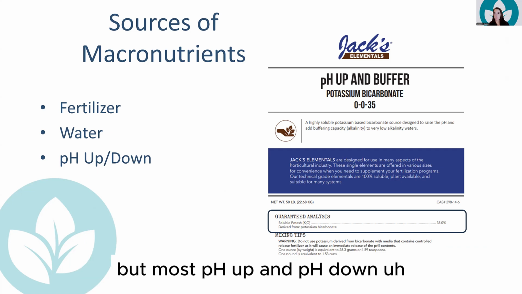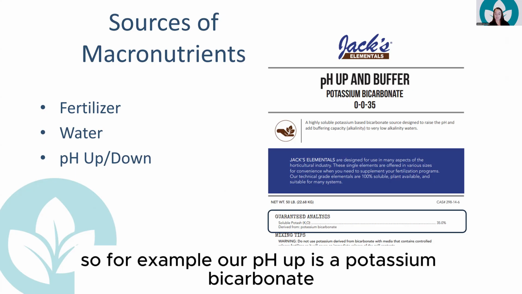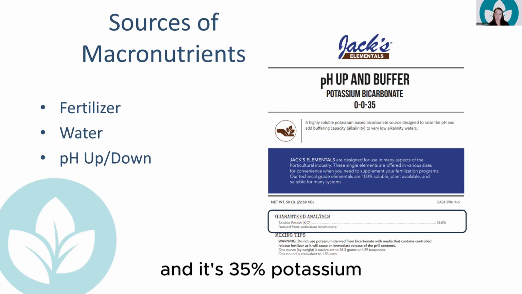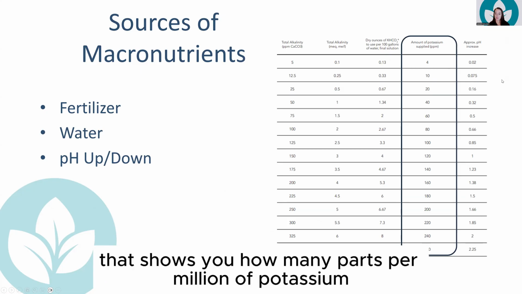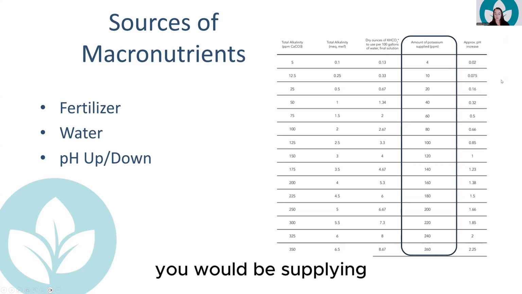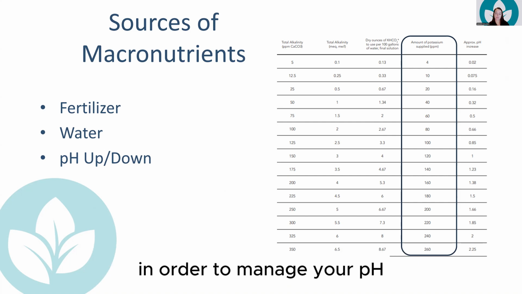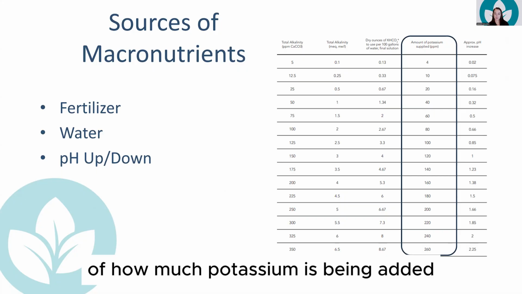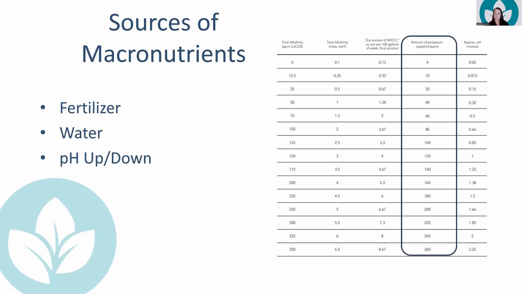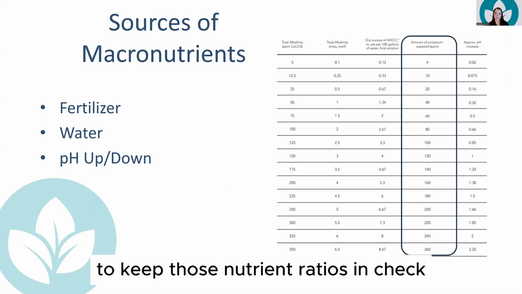But most pH up and pH down solutions are going to contribute some type of macronutrient. So, for example, our pH up is a potassium bicarbonate and it's 35% potassium. So if you look on the back of the label, we've even broken it down in a table that shows you how many parts per million of potassium you would be supplying at whatever rate you're needing to add the potassium bicarbonate to your solution in order to manage your pH. So this is going to help you really keep track of how much potassium is being added over time, so you know how better to balance the other inputs of your fertilizer and water to keep those nutrient ratios in check.